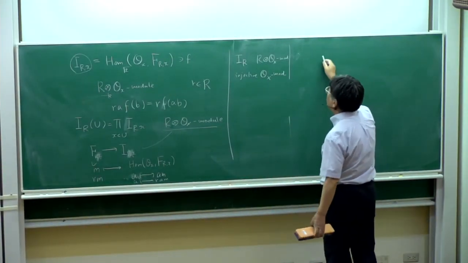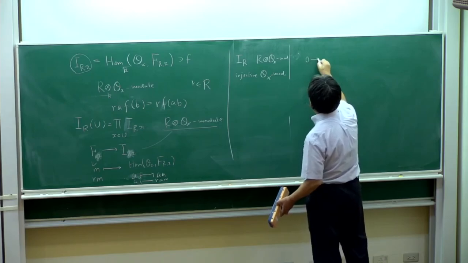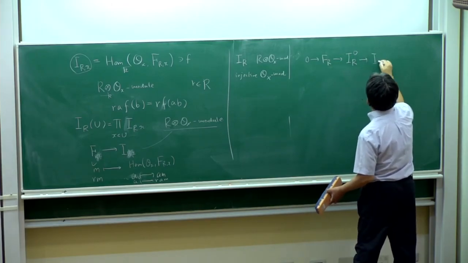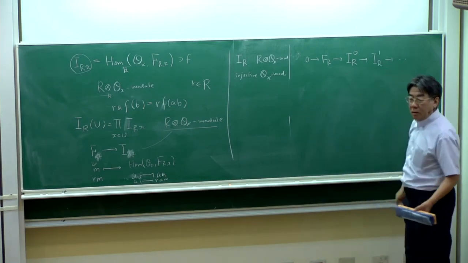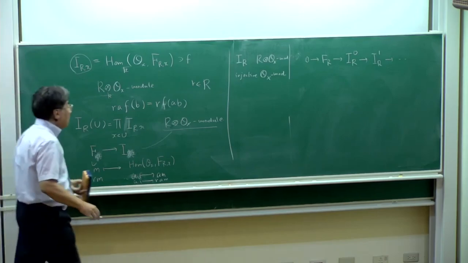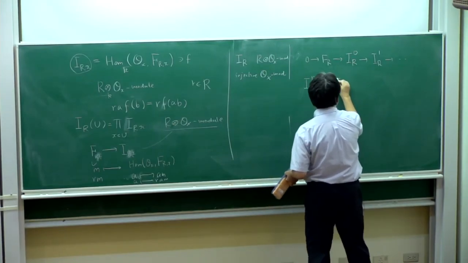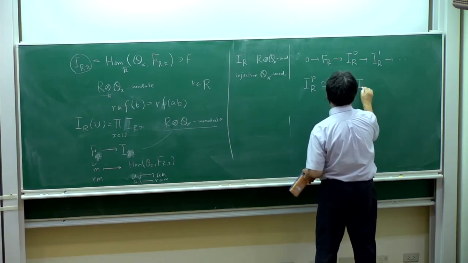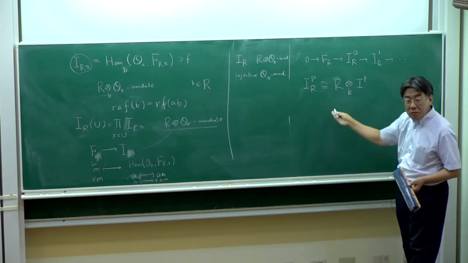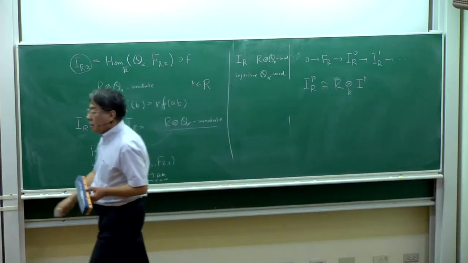But in this way, I can construct an exact sequence I_R^0, I_R^1 and so on. And then I want to prove that each term, I_R^p, is isomorphic to R tensor I^p. But this isomorphism is not natural. So there is some change of coordinate, and this change of coordinate is described by a DG algebra. So why is this isomorphic?